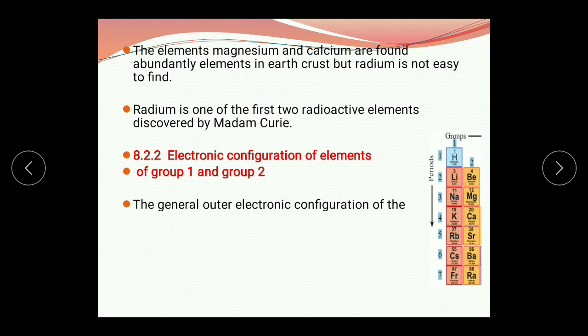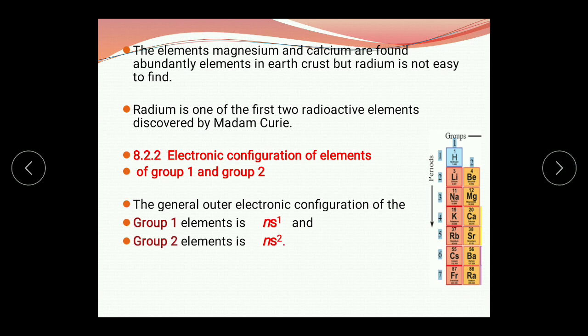The general outer electronic configuration of the first group: all the elements of group 1 show ns1 as the general electronic configuration. What is n here? n is the principal quantum number, and s is the s subshell with one electron. n is the valence shell, that is, the nth shell is the ultimate shell, of which the s subshell with one electron is the general outer electronic configuration of the first group, the alkali metals.